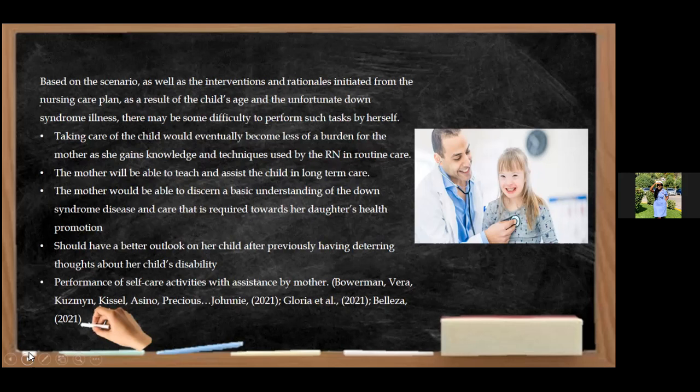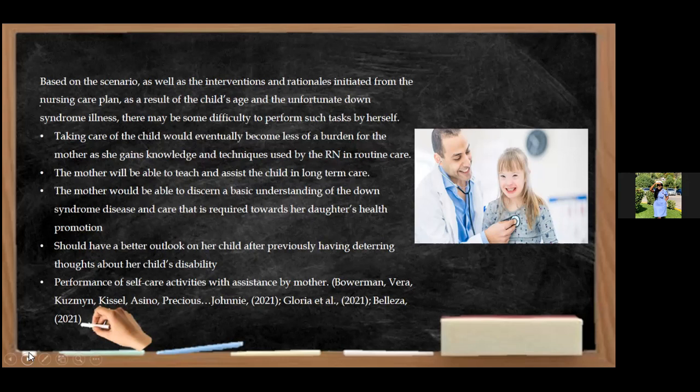According to the theory, well-being and the maintenance of adequate health is initiated by the individual's ability to perform self-care, but based on the scenario, as well as the interventions and rationales initiated from the nursing care plan, as a result of the child's age and the unfortunate Down syndrome illness, there may be some difficulties performing such tasks by herself. This is where educating the mother is very important. Taking care of the child would eventually become less of a burden on the mother as she gains knowledge and techniques used by the RN in routine care. The mother will be able to teach and assist the child in long-term care.